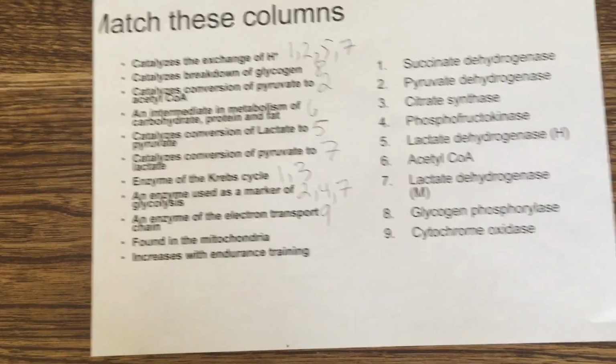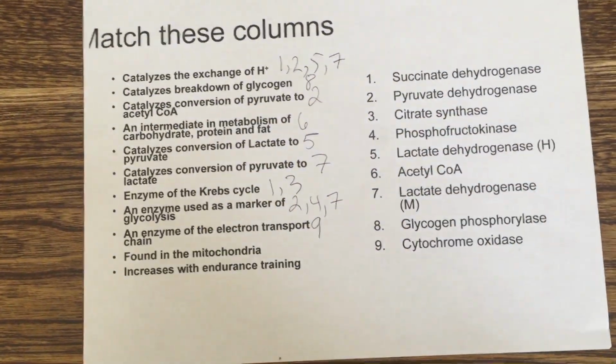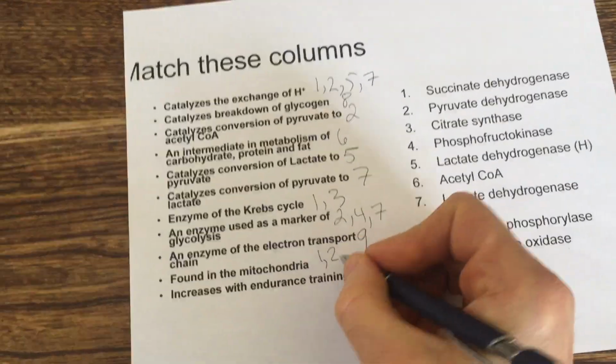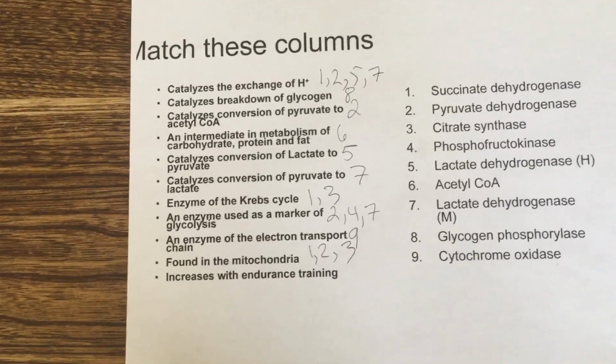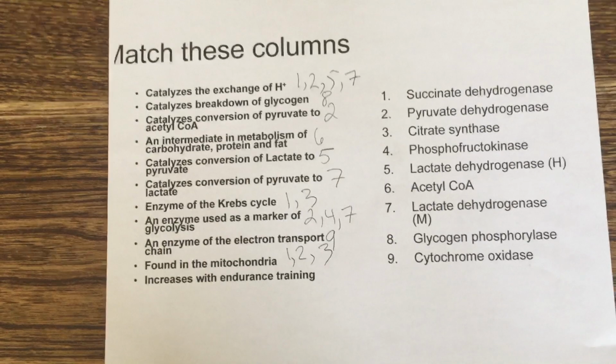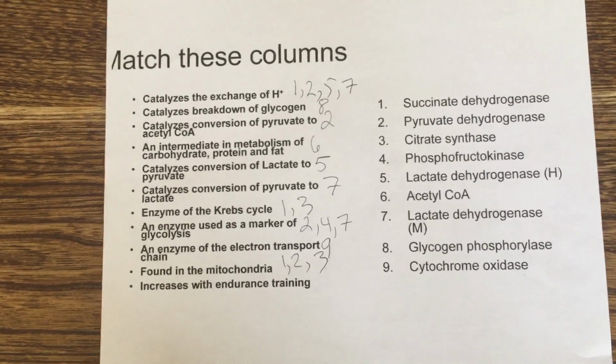Enzymes found in the mitochondria. We're looking at 1, 2, 3. And I'm going to continue this answer in the next presentation because I'm running out of time here.